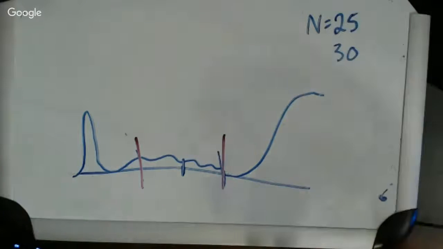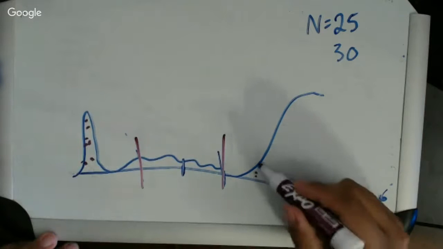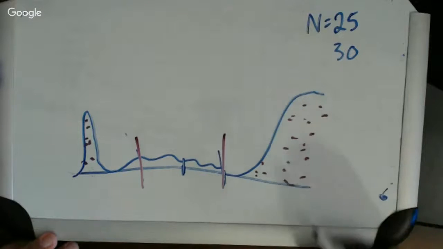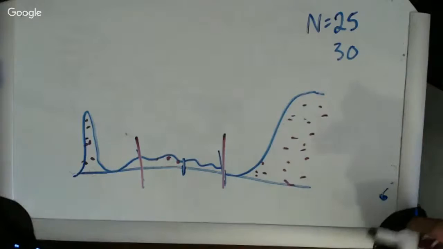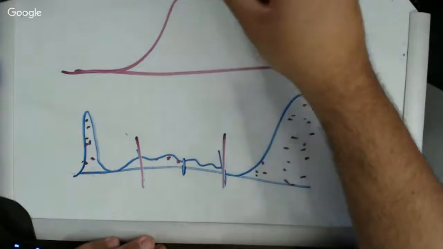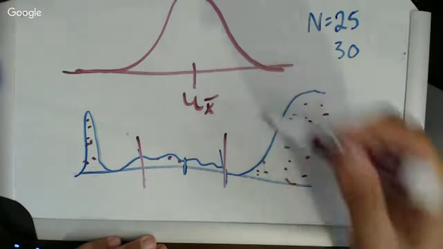So I pull out 25 people at random from this weird sample, right? I'm going to get a lot of observations down here, some here, and a whole bunch over here because that's where most of the people are. Maybe 1 or 2 here. And then I average all these and start plotting where those averages fall. Those will actually follow a normal distribution. So that will be the true center.